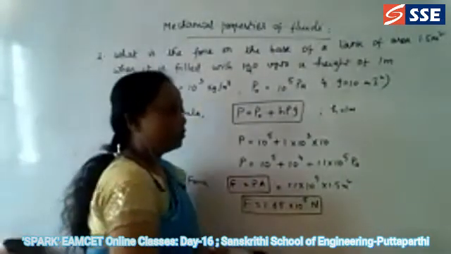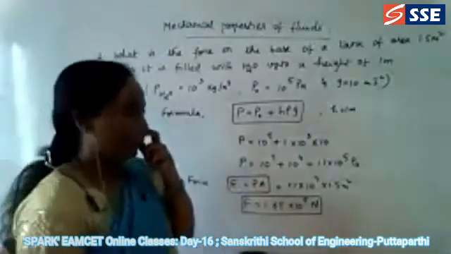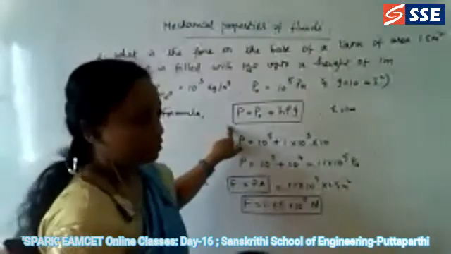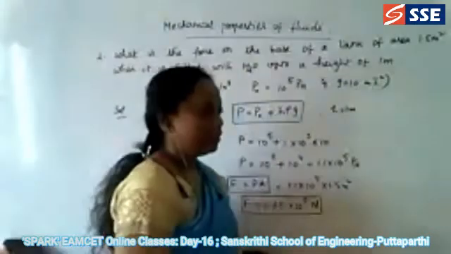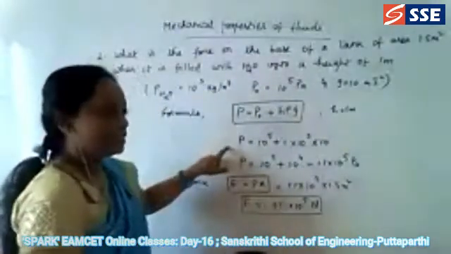So this was the problem, note down. Here you have to note down: pressure P is equal to P naught plus H rho G. If it is over, then you can say yes.